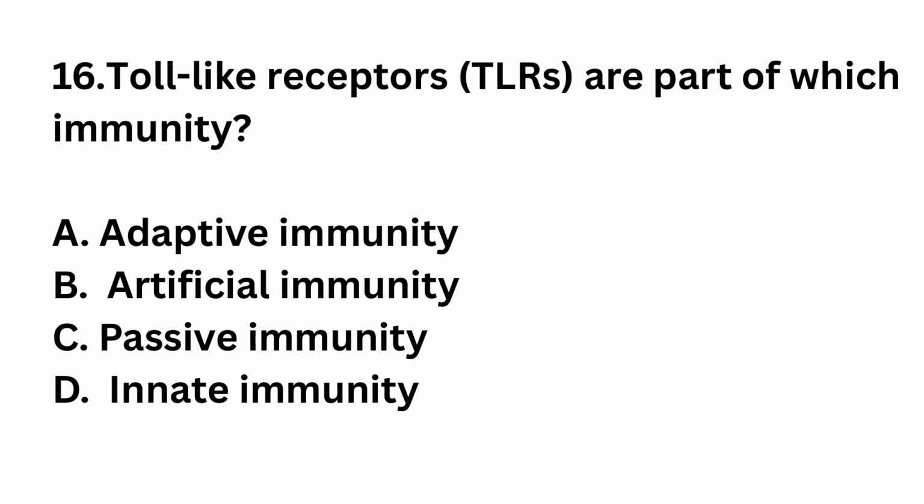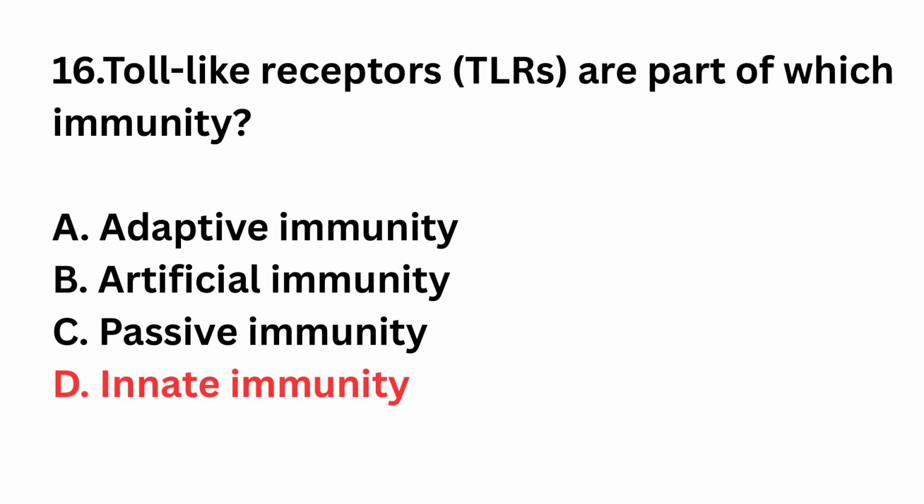Question number 16. Toll-like receptors are part of which immunity? Adaptive immunity, artificial immunity, passive immunity, innate immunity. The right answer is option D, innate immunity. Toll-like receptors detect conserved pathogen patterns. They trigger early inflammatory responses.